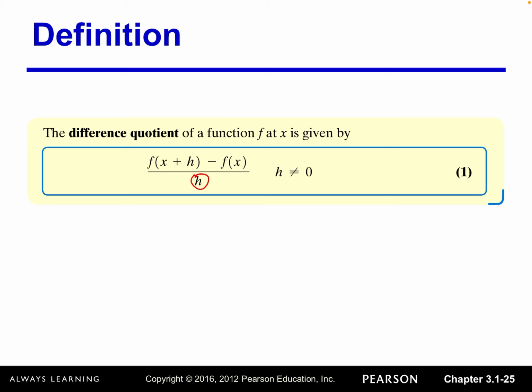h. If you look at the numerator, this is a function, right? Evaluate the function when x equals x plus h, and then evaluate the function f of x, then find the difference between the two, and then divide over the interval h. That's why we say the difference quotient is a measure of the average rate of change of the function.